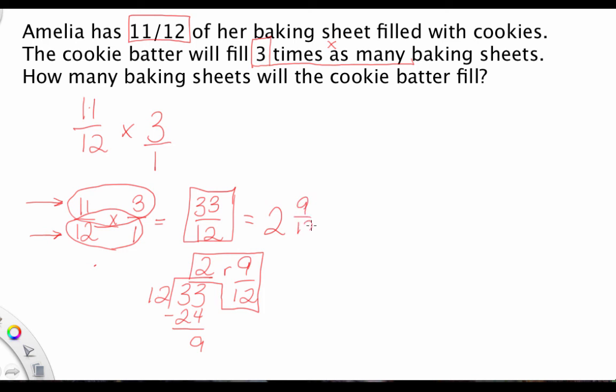We can divide both 9 and 12 by 3, because 3 is the GCF of 9 and 12. So we have 2 as our whole number, 9 divided by 3 is 3, and 12 divided by 3 is 4. So our final answer is 2 3/4 baking sheets.